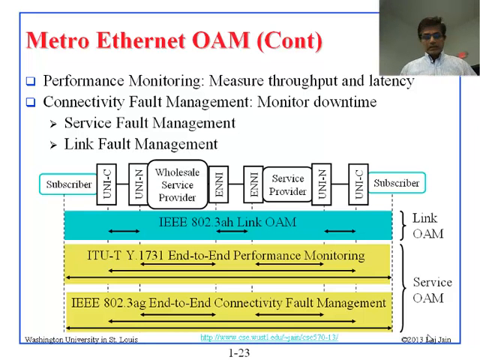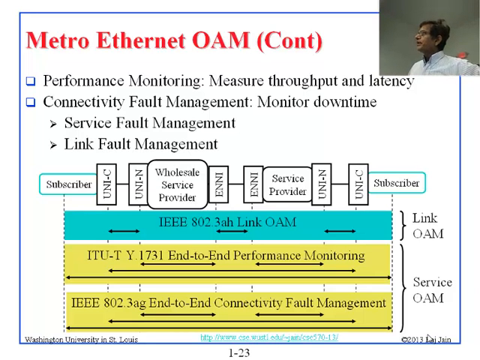Okay, so there are some frames that you can use, which are defined by ITU, and then you can measure what is the delay latency between different points. Okay, then connectivity fault management is basically figuring out which link is down or where the equipment is down, and that could be service fault management or link fault management. Links are obviously the wires and the service is the equipment.